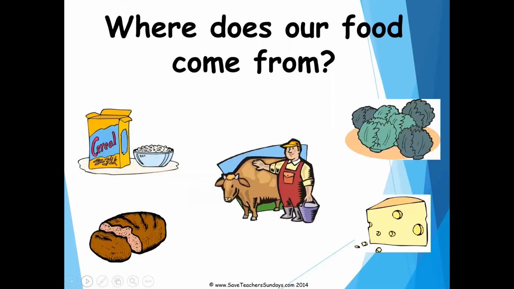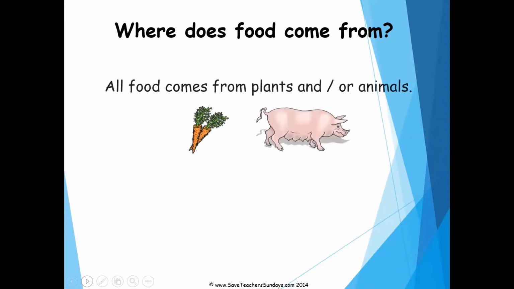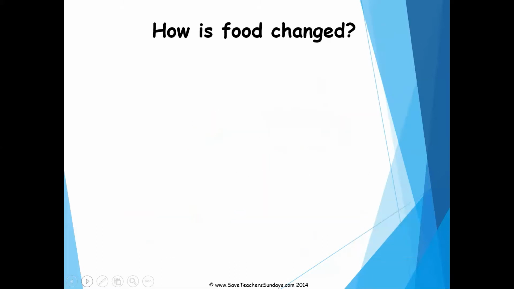Now, where does our food come from? Pause the video and have a little think. Were you able to do that? Okay, let's find out together. So, food comes from plants or animals, or from both plants and animals. Food has to be caught, farmed, or grown at home.